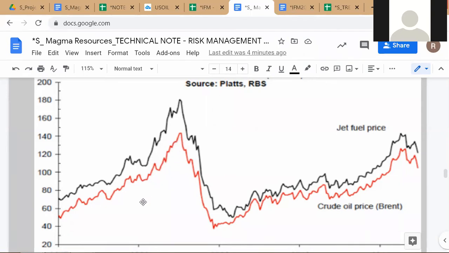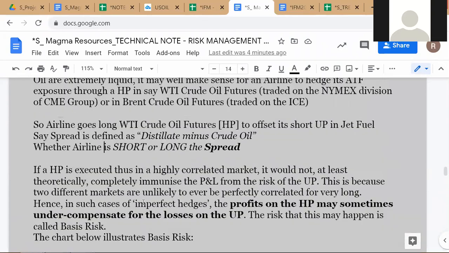So in this case, therefore, we would say that the airline is short the spread as defined. The spread is defined as distillate minus crude, so we can just generally call it output minus input. And so the airline is short when the spread is going up. The airline is losing money when the spread is going up, and the airline is making money when the spread goes down.